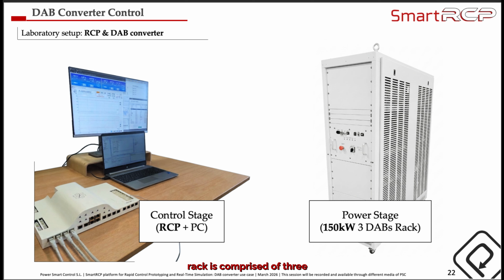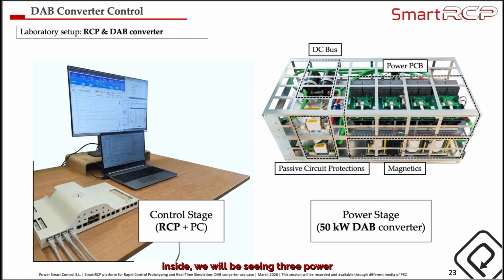This rack is comprised of three different dual active bridge converters, creating a total power of 150 kilowatts. And if we look inside, we will see three power modules like this. This module is a dual active bridge converter of 50 kilowatts. It is comprised of, as you can see here in the image, the magnetics, the power PCB, the DC bus capacitors, protection, etc.